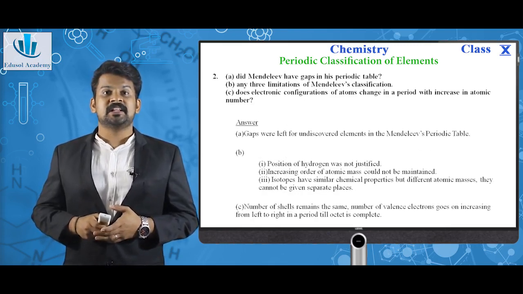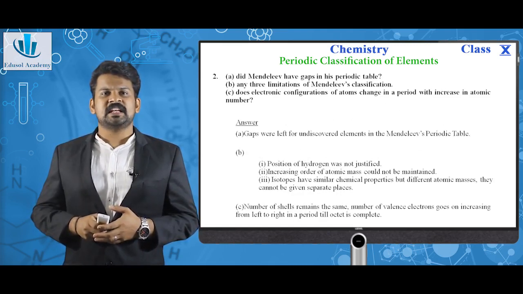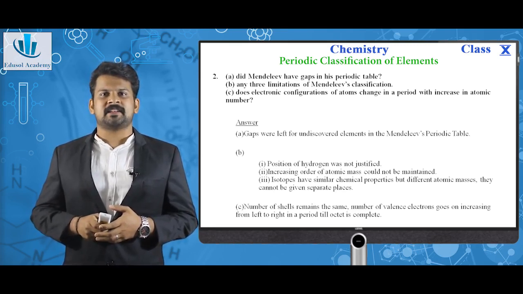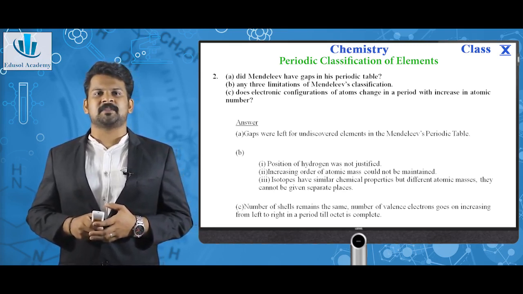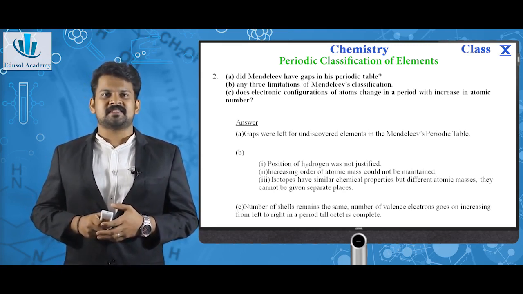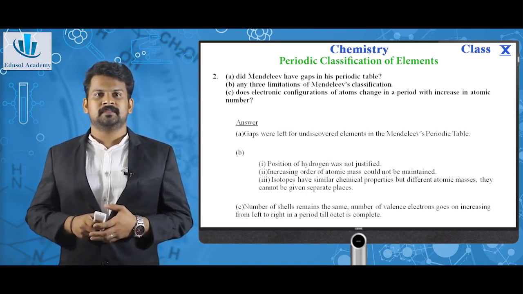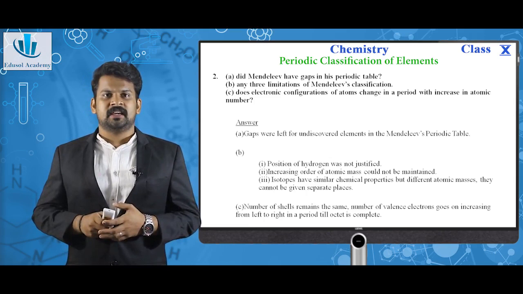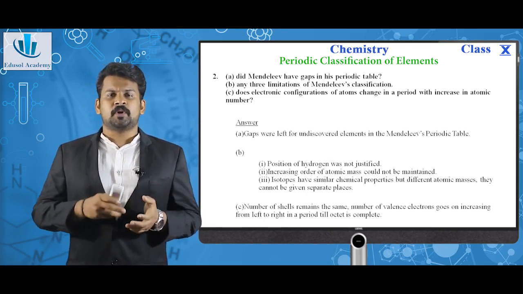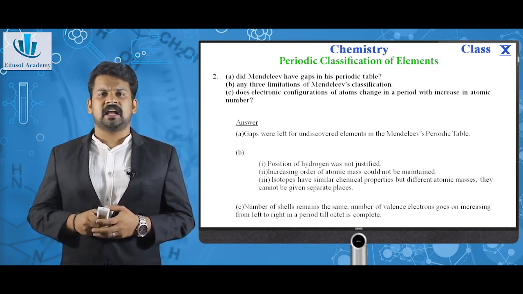Next question. Did Mendeleev have gaps in the periodic table? Say 3 limitations of Mendeleev's classification. Does electronic configuration of atoms change in a period with increase in atomic number? So the first question's answer: yes, gaps were left for undiscovered elements in Mendeleev's periodic table. We all studied that. A prefix like Eka was given to each element to give space to the undiscovered elements like Eka-boron, Eka-silicon, Eka-germanium, etc.